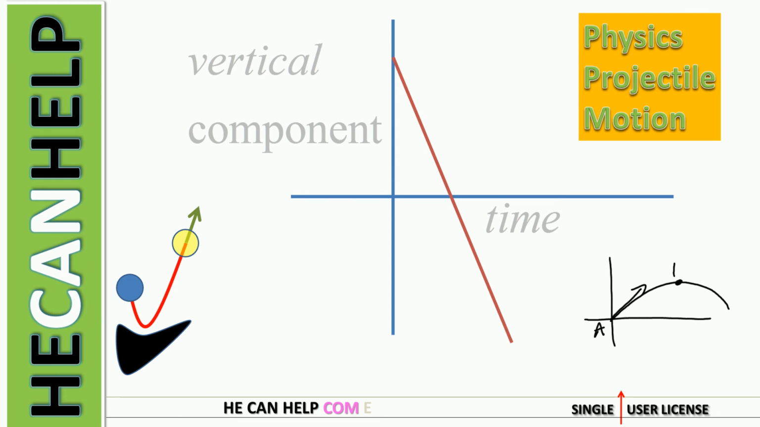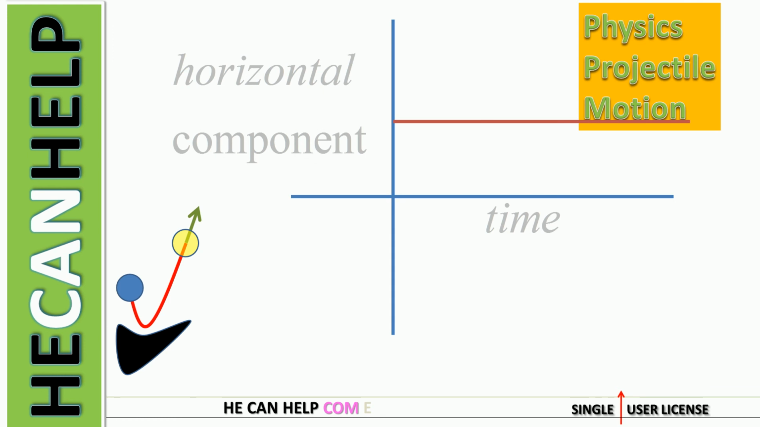So this is A, this is B, and from point B, the vertical component of the velocity vector is negative because it's on its way down. So beyond B, it is on its way down. So this is point A. At point A, the vertical component is positive. At point B, it is 0. And beyond point B, the vertical component is negative.